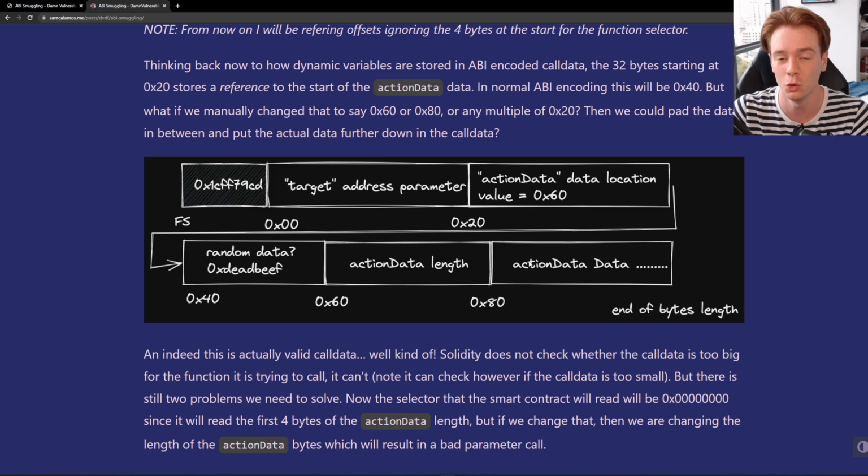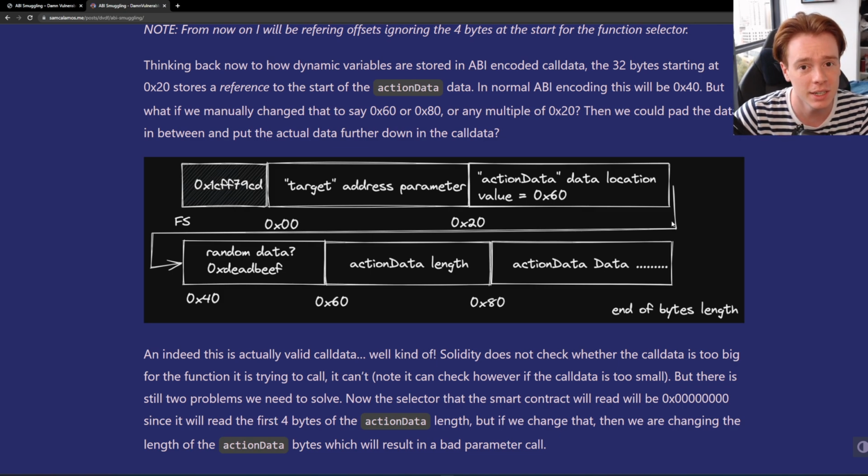Now, this is cool because this will actually be valid call data. Kind of. There's 2 problems that we need to address though. Solidity doesn't care if your call data is too large from what it is actually expecting. But it does matter if it's too small. But in this case, we're going larger rather than smaller because we're adding in unnecessary random data. So this is valid call data.